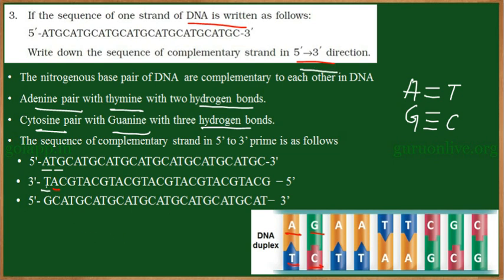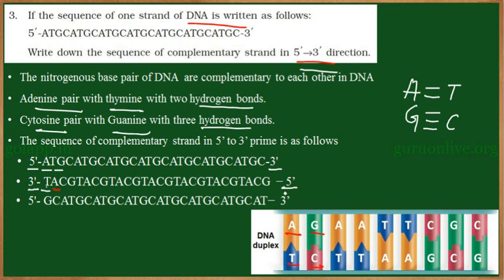So the DNA is anti-parallel in nature. So the polarity is not same. So if one end has got 5 prime, the other end would be 3 prime. So here it is 3 prime. So the opposite end would be 5 prime. Now this is called as anti-parallel. We have got a complementary strand, but it runs from 3 prime to 5 prime.